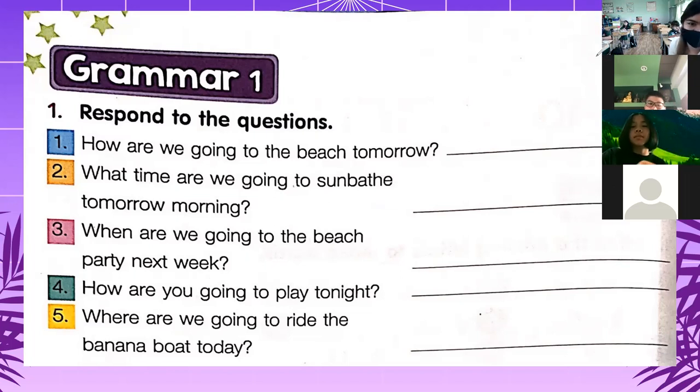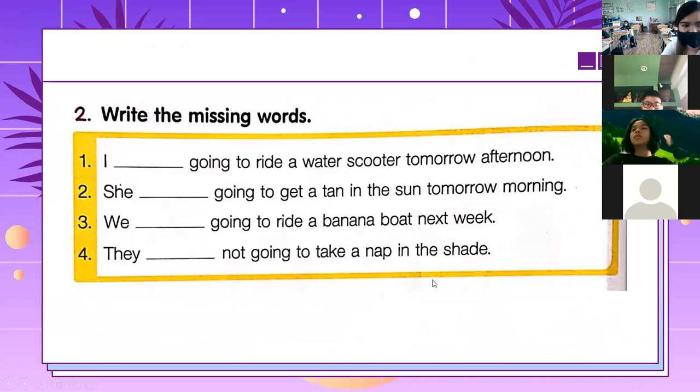Okay, so are you done? Okay, so now let's go to number two. So for number two, you're going to write the missing word. So for I, what word are you going to connect with I? I, what?